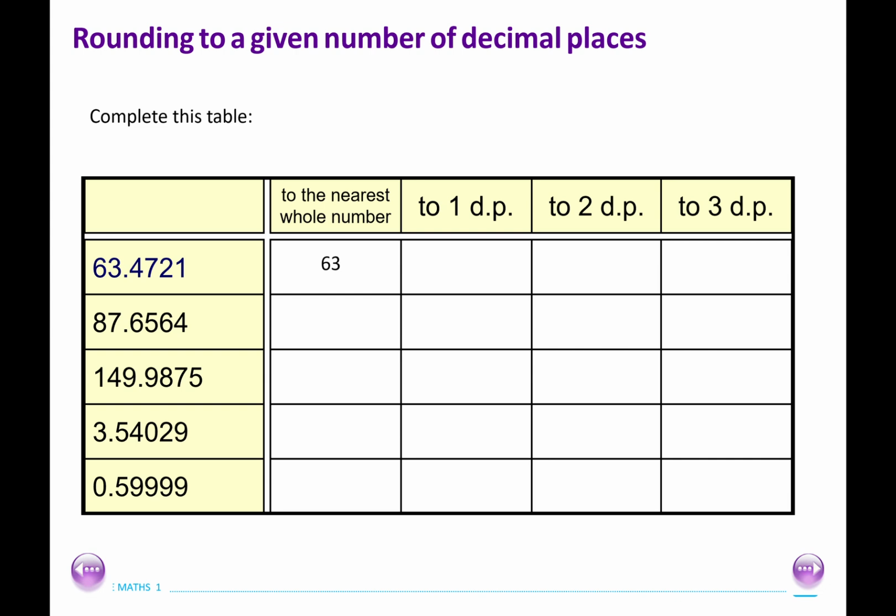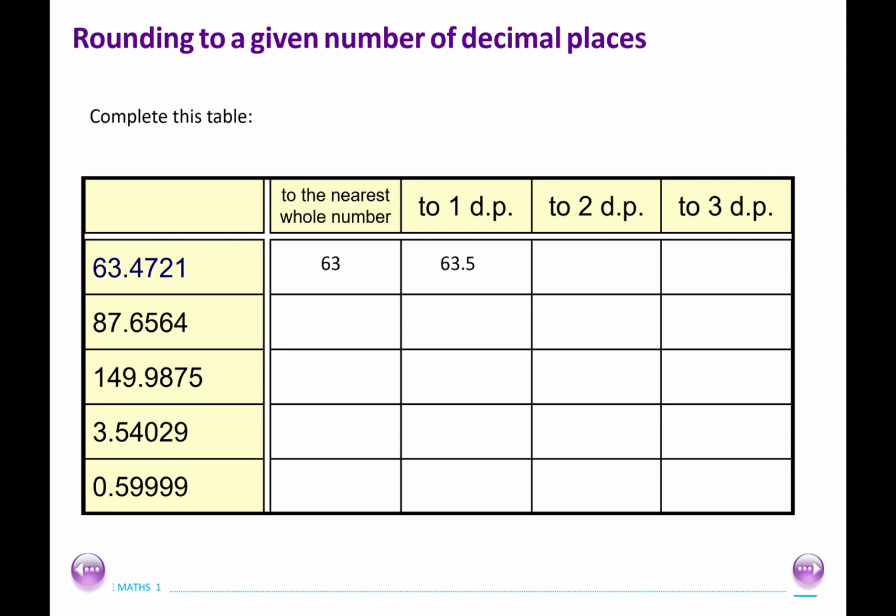In part 2, we're asked to round it to one decimal place. Here, we keep everything up to the first decimal place. And we look at the second decimal place to see whether we round up or down. Our second decimal place is greater than 5, and therefore we round up. This gives us 63.5.